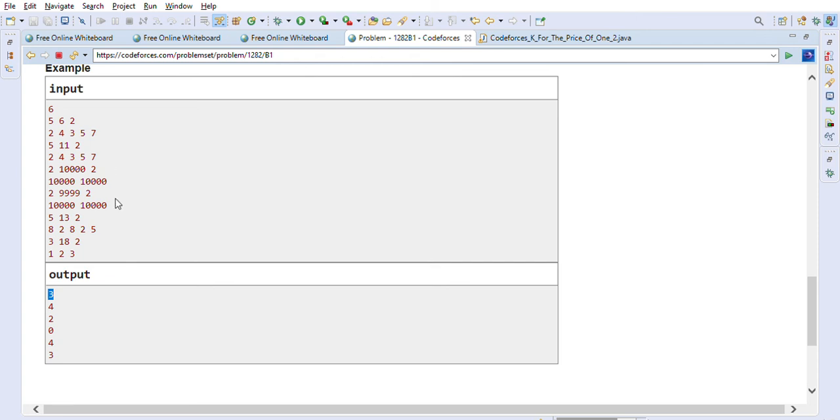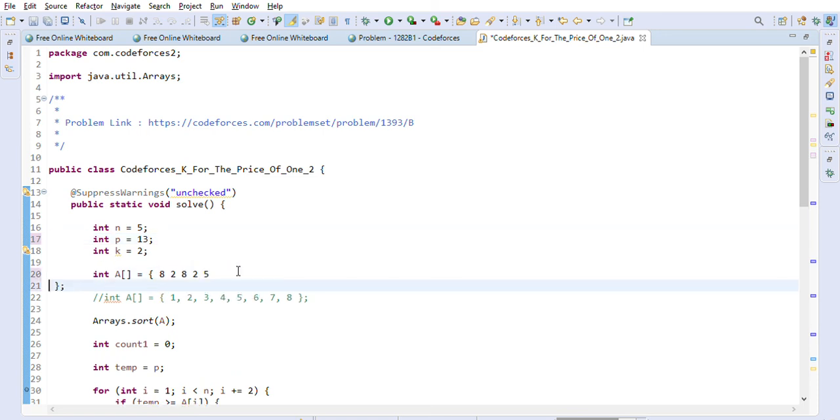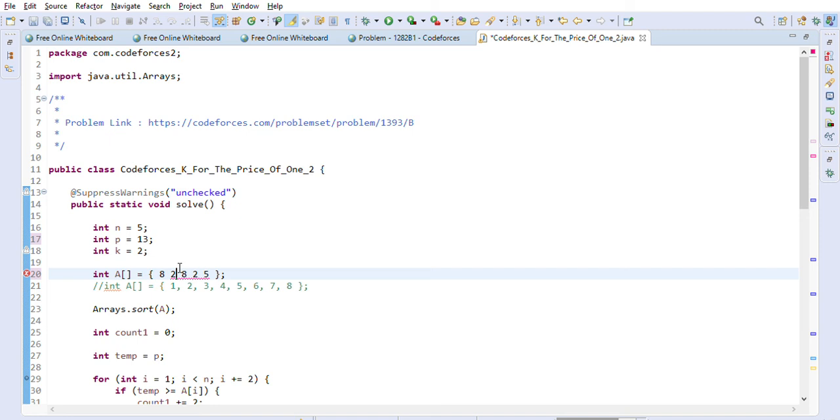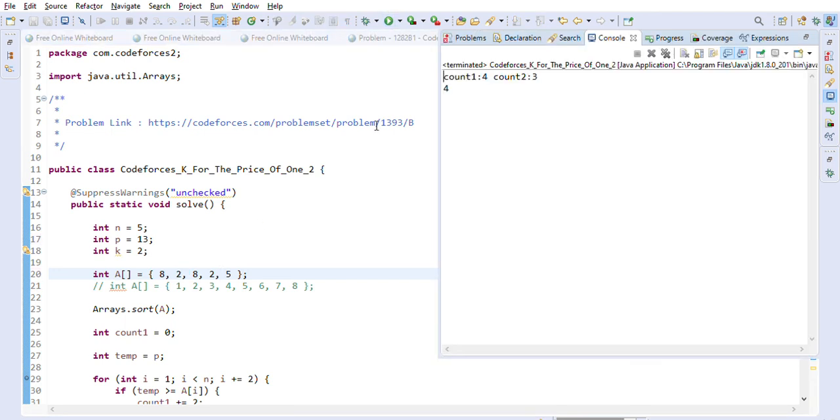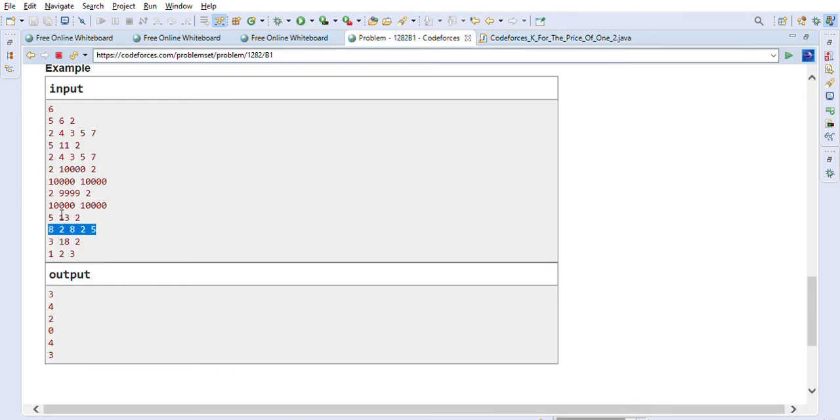Let's just make sure we see another example. Let's take this example now. So 5 13 and 2. So let me just modify this one, 5 13 and 2, and these are the prices that we have been given. So let's give it a run now. So 4 is the answer, as you can see here. Let's make sure it's correct. So this is the answer, right? In this example 4 is the correct answer, as you can see here.